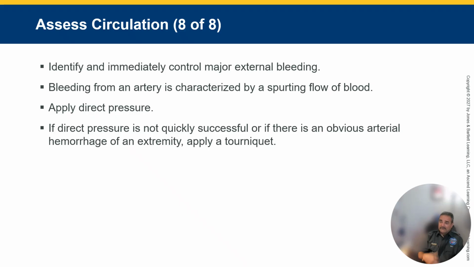First way we stop it is direct pressure. Okay. Direct pressure, if that doesn't work, it's not quickly successful, and there's obvious arterial hemorrhage, then apply a tourniquet. We can do stuff about that later. Stop the bleed. There's a whole program on that. We got to stop the bleed.